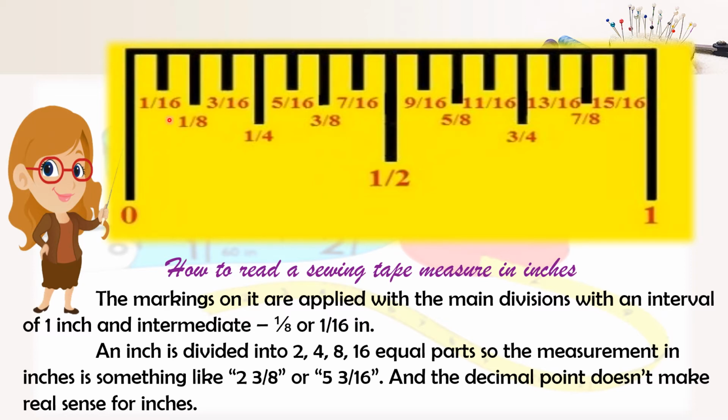So, if you notice, our lines are composed of 16 lines. Starting here at the small one: 1, 2, 3, 4, 5, 6, 7, 8, 9, 10, 11, 12, 13, 14, 15, 16. So, before we form one inch, we have 16 lines. So, the first line, we read this as 1 over 16.